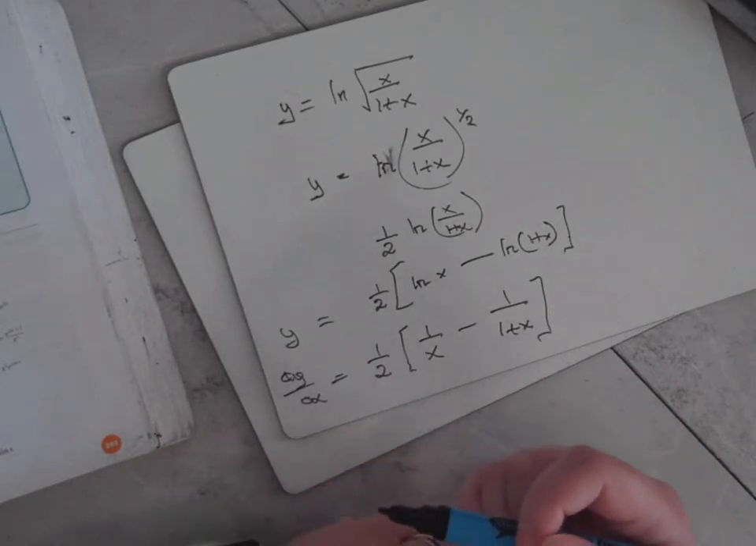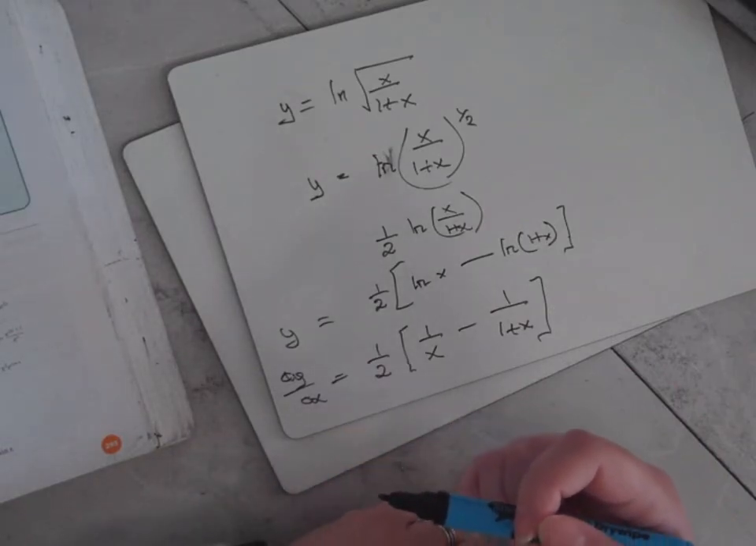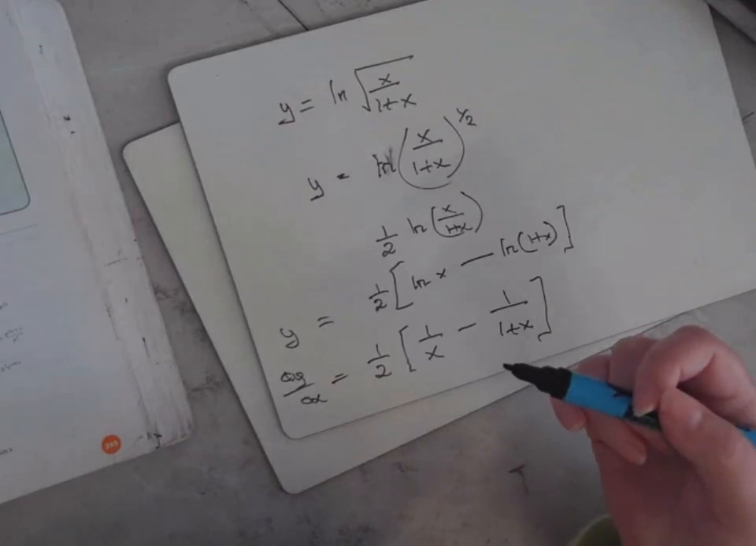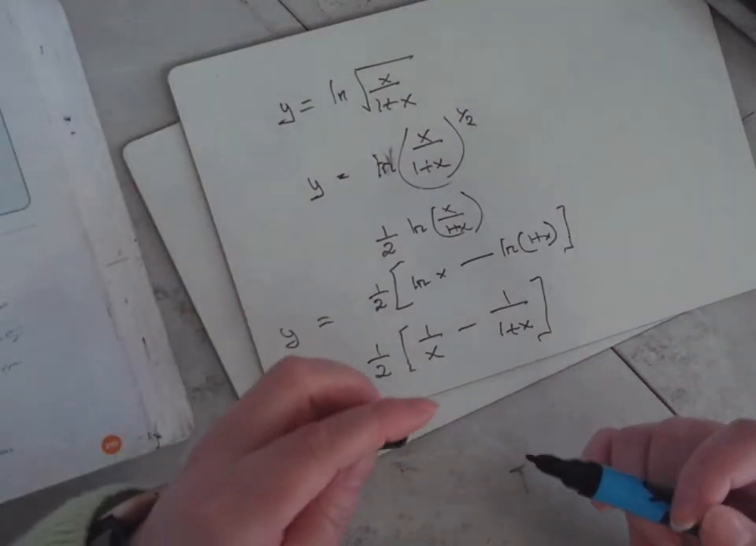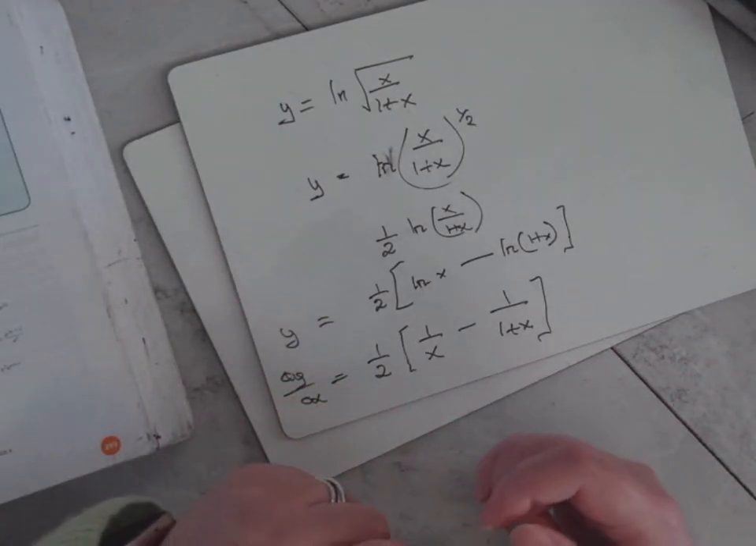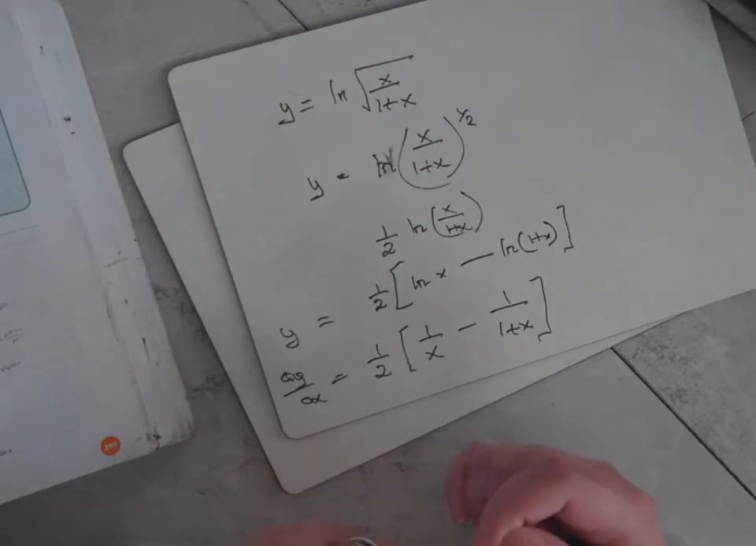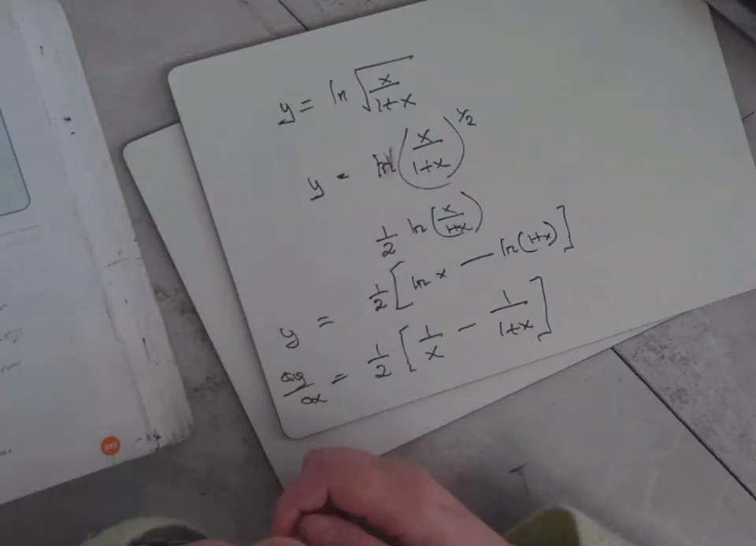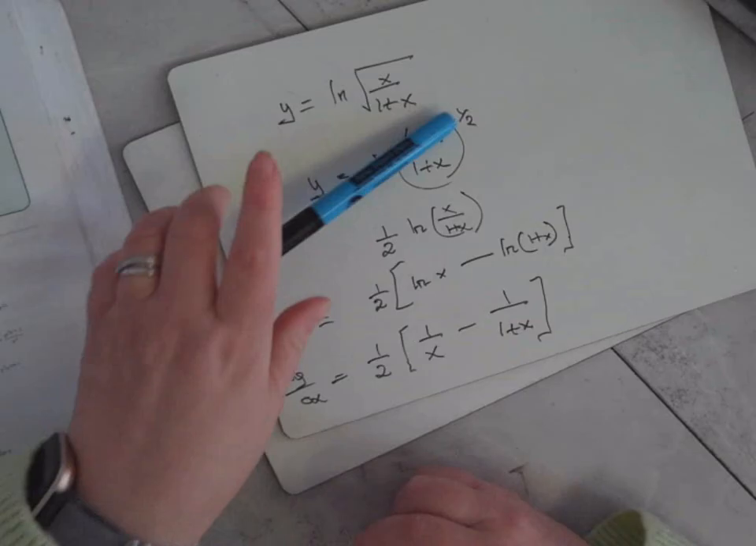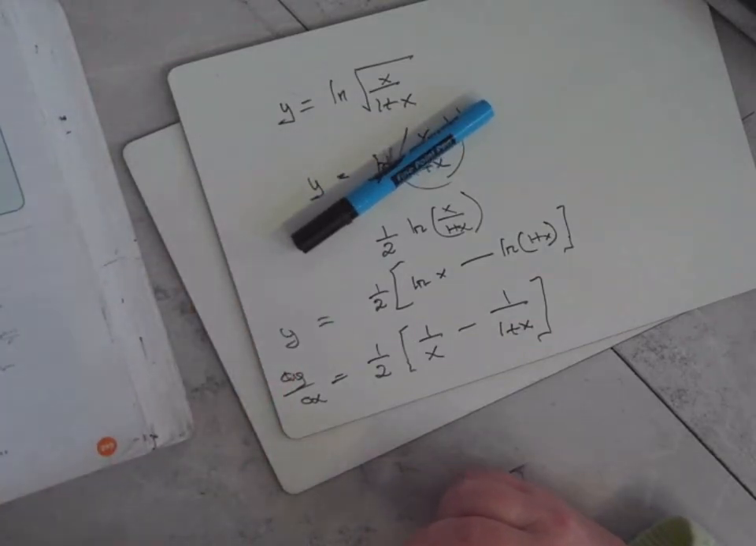So sometimes it's easier to use the rules of logs before you differentiate. Sometimes it's the same thing. So I didn't use them in the previous ones because it was pretty much the same number of lines that it would take me to do them. Will we try a few of these for homework, please?